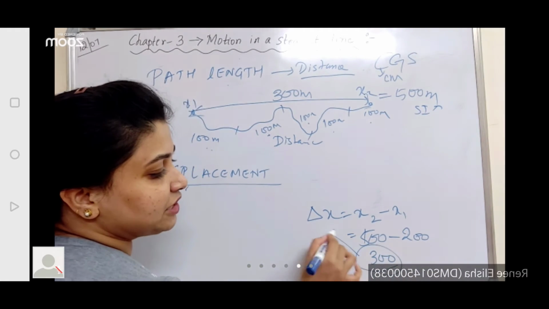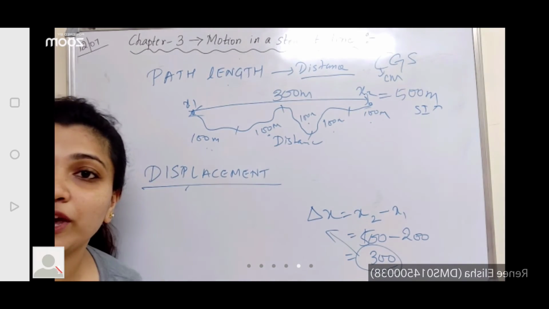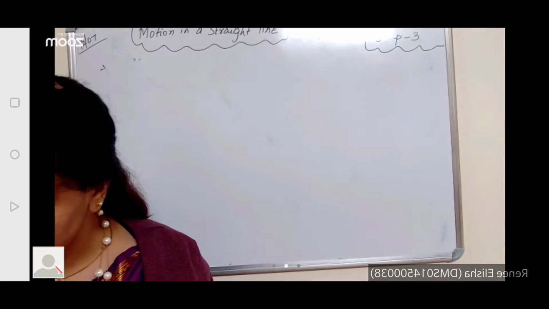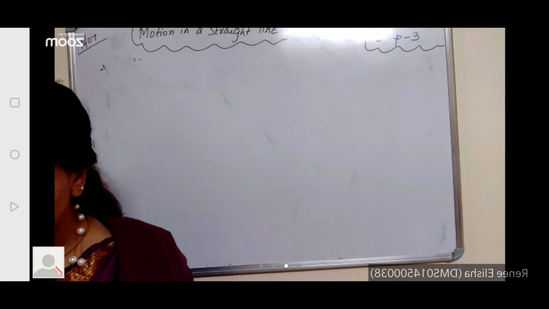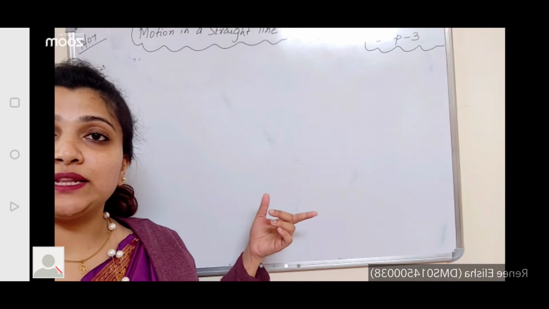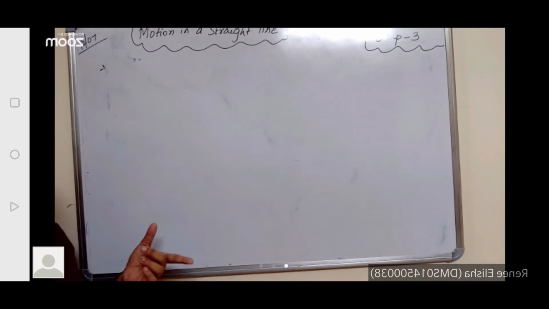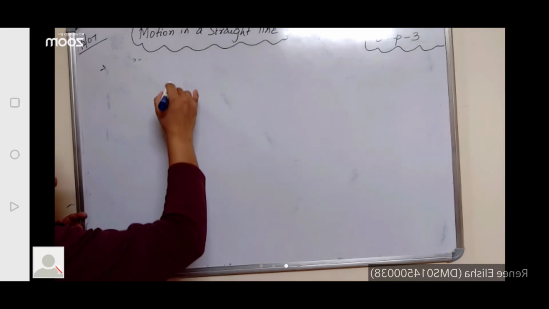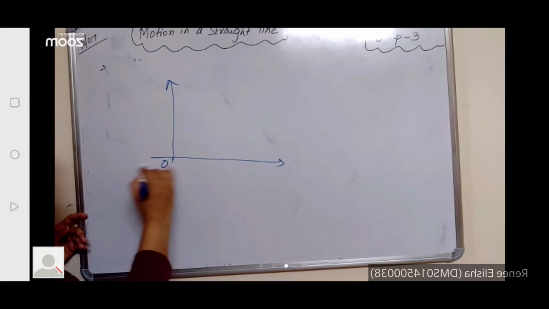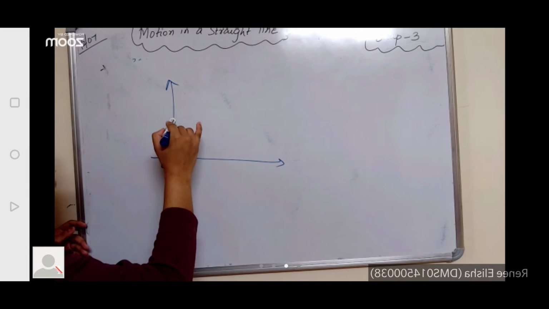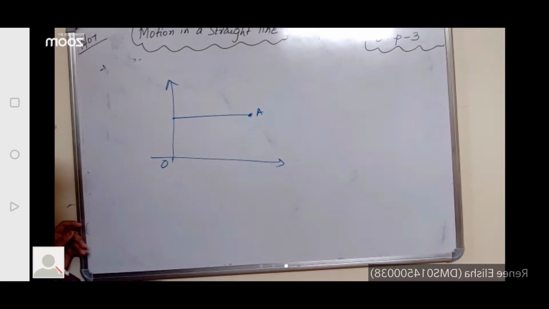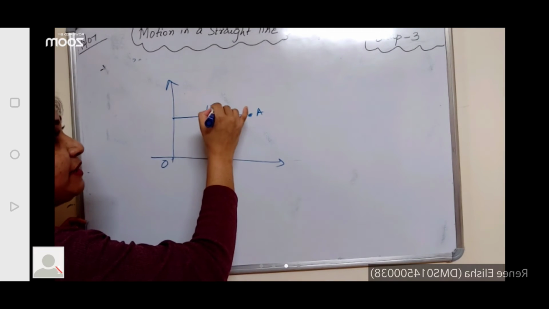So, 300 is nothing but displacement. Displacement is a vector quantity and it is the shortest. I taught you distance in the previous class, right children? Path length and distance. I hope everybody is clear with distance and path length. Now suppose this is the axis, and the object is moving from the origin, from 0 to A. Suppose it moves to a position A here, and suppose it has covered 100 meters.